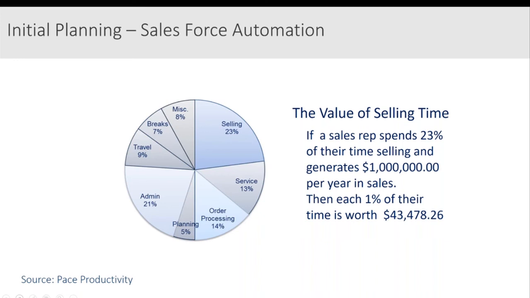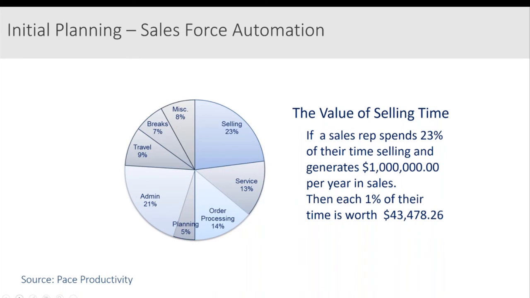This is a study done by Pace Productivity that shows the average rep will spend about 23% of their time selling and 77% of their time doing other stuff. That other stuff is admin, order processing, accessing information, adding information, and looking for information, which takes away from selling time. So if a rep has a quota of $1 million a year and they reach their quota, according to this study, each 1% of their time is worth $43,478.